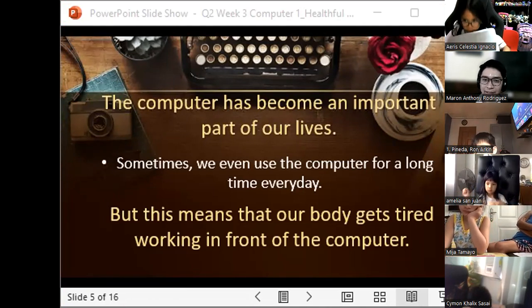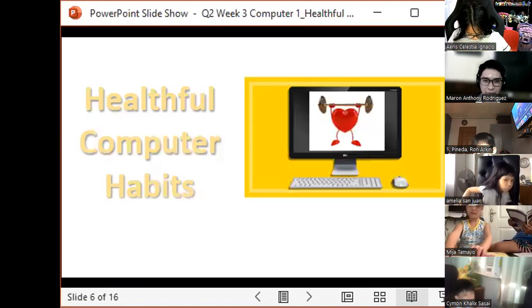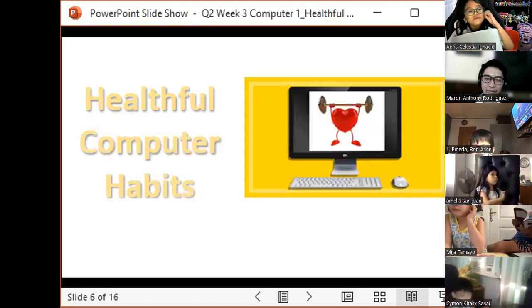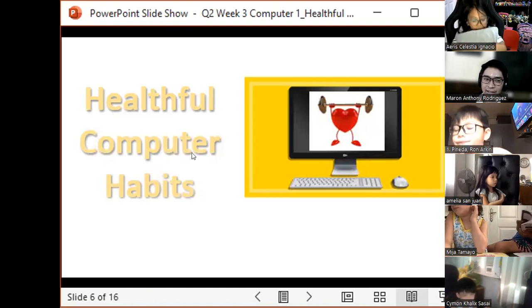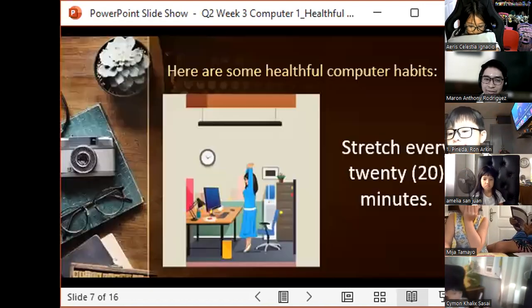Feeling tired kapag nasa harap kayo ng computer, especially when you're attending classes, 'di ba? Di mo alam, nakaupo ka lang pero napapagod ka. And that's the effect of using the computer in a wrong way. That's why today we're going to discuss about helpful computer habits. Okay? Ano-ano po bang habits yan, teacher, which we should develop?